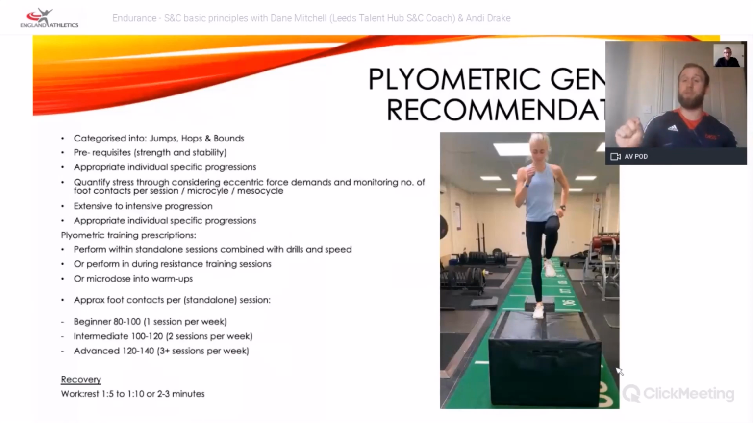Or you could simply microdose them into your warm-up. Just before a track session, you may do your normal warm-up and then just do a few hopping or jumping variations over some little hurdles. It can be a really good extended warm-up and really prime yourself, get yourself nice and ready for the track session as well. If you do that multiple times throughout the week, you're getting a good combined stimulus.